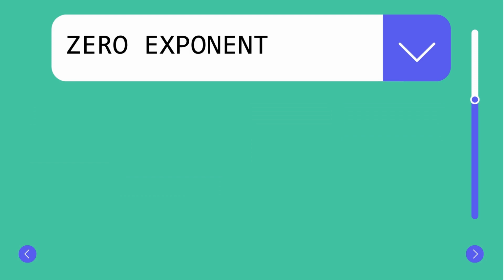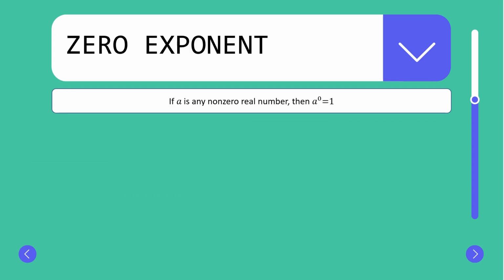For zero exponents, it says that if a is any non-zero real number, then a raised to 0 is equal to 1, meaning a can be any number excluding 0, and if it is raised to 0, it is equal to 1. Let's have our first example, 6 raised to 0. Since 6 is a non-zero number and it is raised to 0, then definitely it is equal to 1.